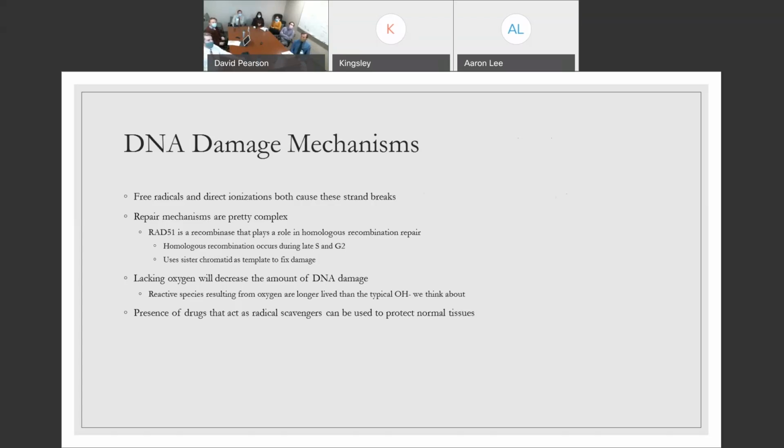Another key fact to remember, lacking oxygen will decrease the amount of DNA damage. These reactive oxygen species from oxygen are longer lived, and so they're able to drift further towards the DNA. One way to think about that is the target's a little bit bigger, because if these ionization events happen a little further away but can drift further, then it's still a hit. And also there are many drugs that can act as radical scavengers, and protect normal tissues in the area we'd be irradiating, but we're not going to get into that today.